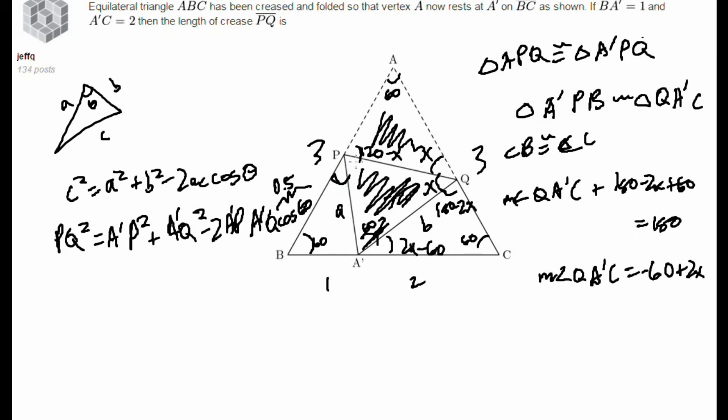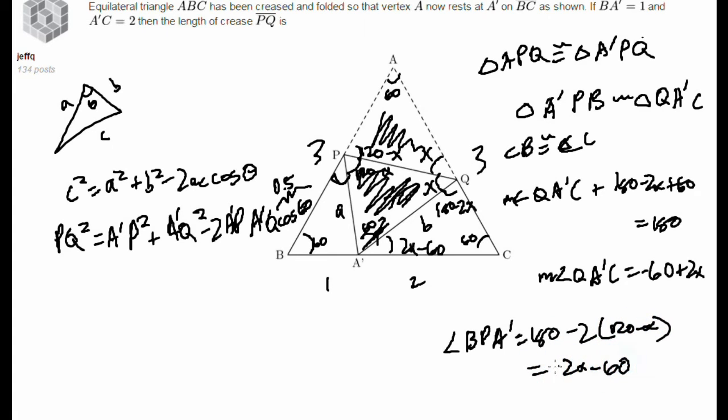So this is 120 minus x, this is also 120 minus x, and then angle BPA' is 180 minus 2 times (120 minus x). And if you calculate it, that's also 2x minus 60. Which means these two angles are congruent.